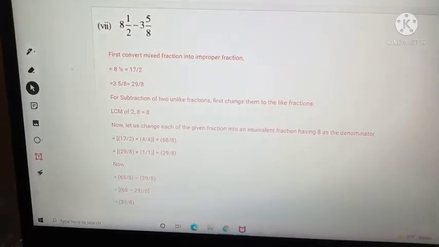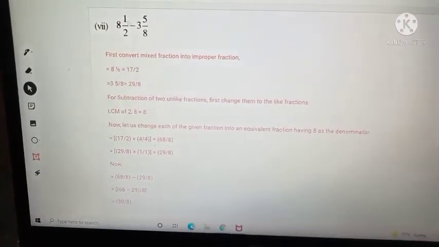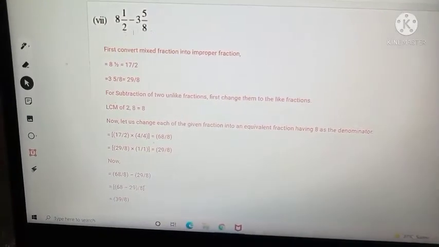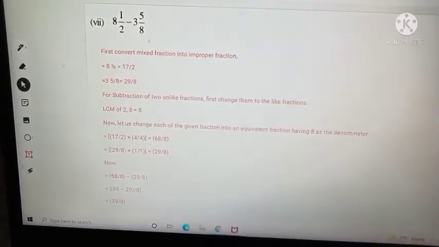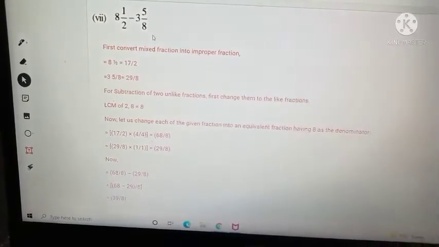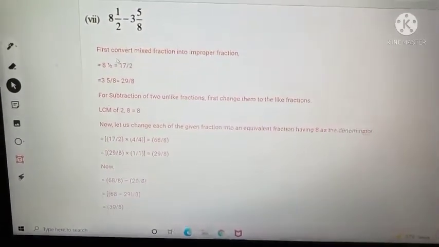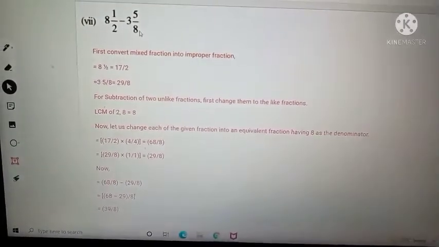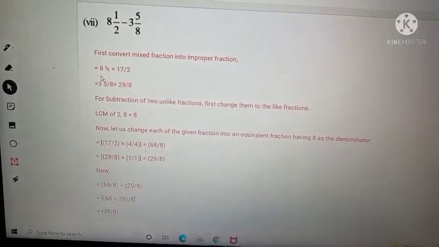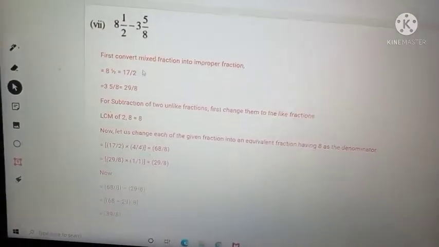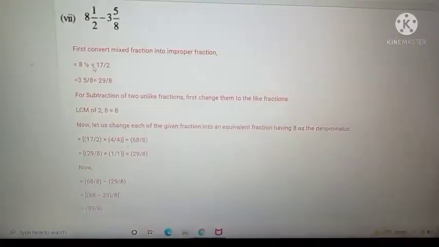Okay, next question. 8 and 1 by 2 minus 3 and 5 by 8. They are mixed fractions. So for subtracting mixed fractions, we need to convert them into improper fractions first. Let us convert these mixed fractions into improper fractions. First of all, I take 8 and 1 by 2. How can we change it into an improper fraction?